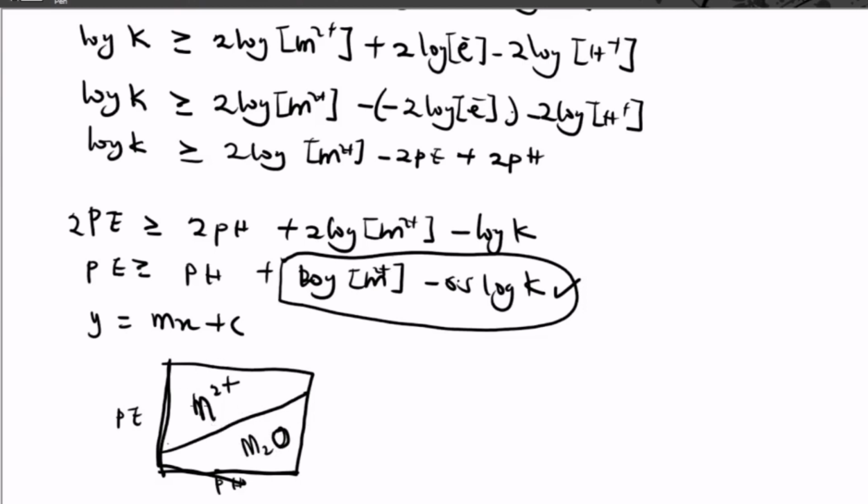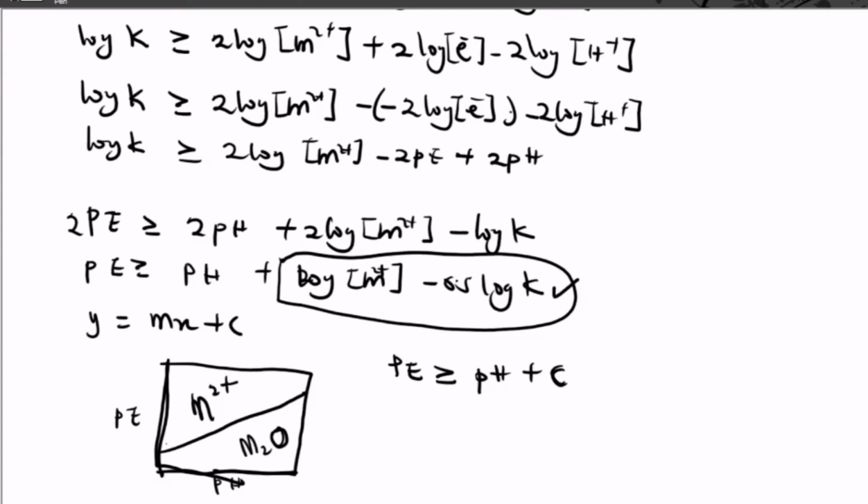In this case, we've established that this is the predominant area. Yes, we are plotting our PE against pH, and we've done that. Now let me explain something to you. Let me summarize this: we have PE is equal to pH plus our C, which is in this case the constant. Let's go to our next page and see something.